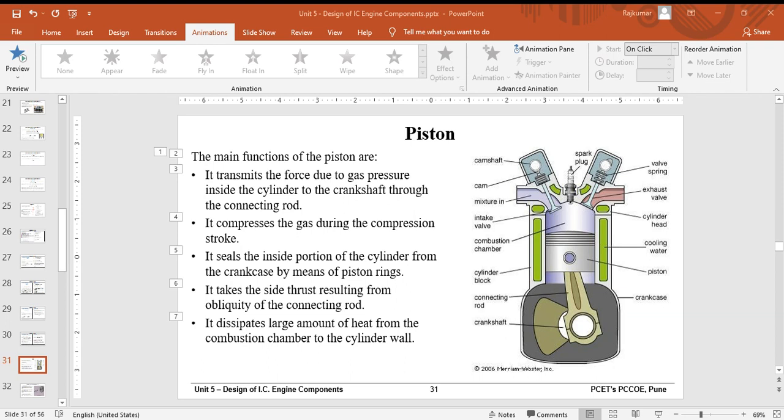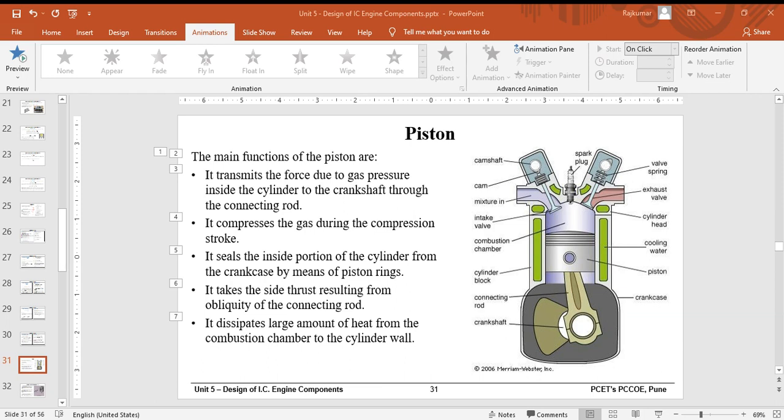Then, the second thing is that heat dissipation is also an important role of the piston head. The piston head has to absorb the heat developed inside the combustion chamber, and that heat needs to be transmitted to the cylinder wall, so that the heat will be dissipated from the combustion chamber through the piston head to the cylinder wall to the atmosphere. It should have sufficient thickness to quickly transfer the heat to the cylinder wall.